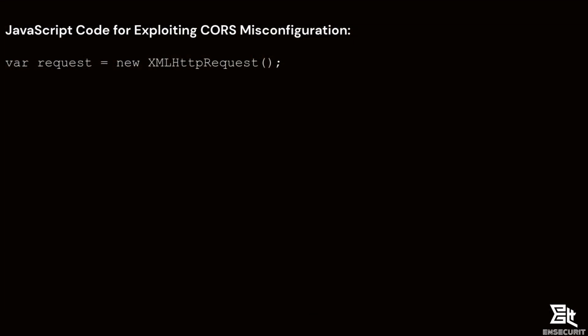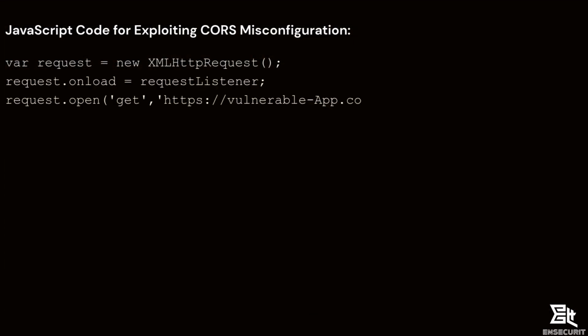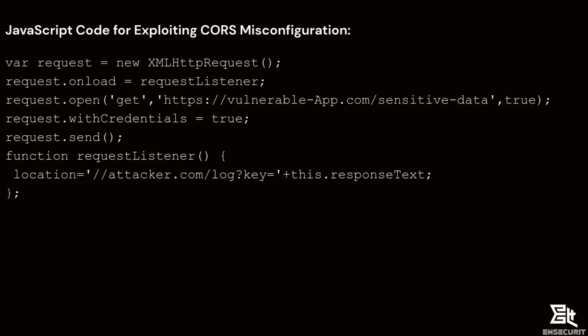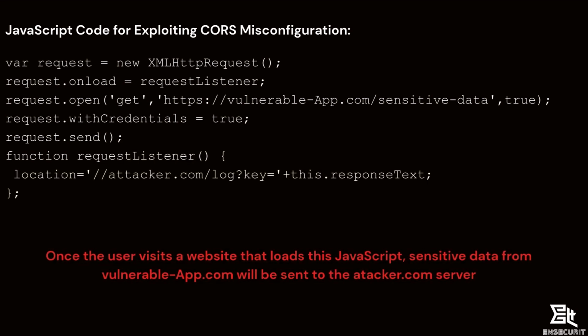Once the vulnerability is identified, an attacker can execute a simple JavaScript payload on their website. When a victim visits the site, this JavaScript runs in their browser, sending a request to access their sensitive data. Due to the CORS misconfiguration, the attacker gains unauthorized access.